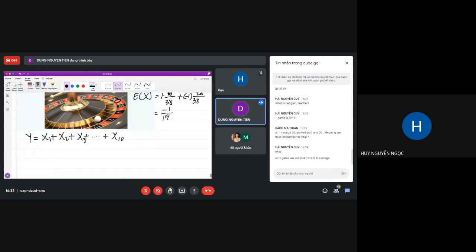And then you want to find the average net gain. So you get the mean value of Y, which is the mean of X1 plus up to the mean of X10. And the average value of each one is simply -1 over 19, so you get -1 over 19 plus -1 over 19 and so on, which gives -10 over 19. Is it okay?